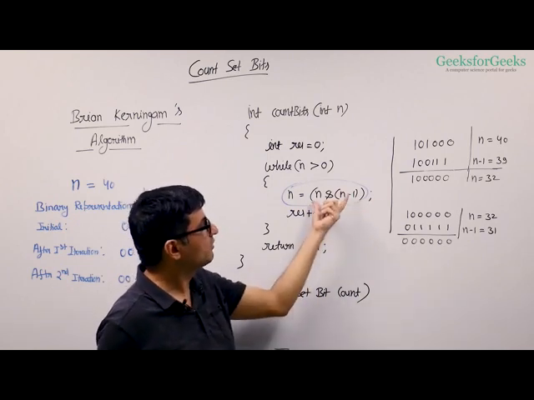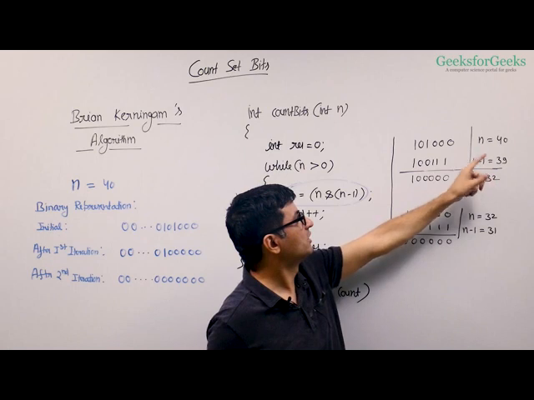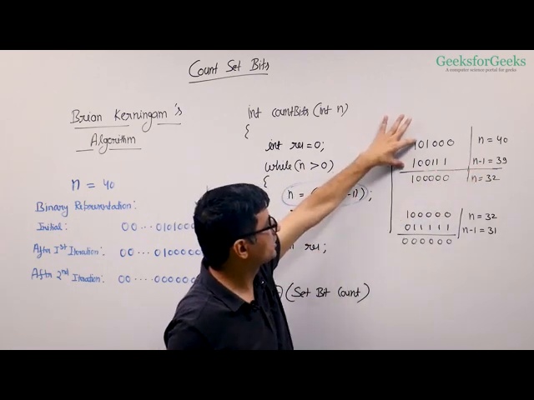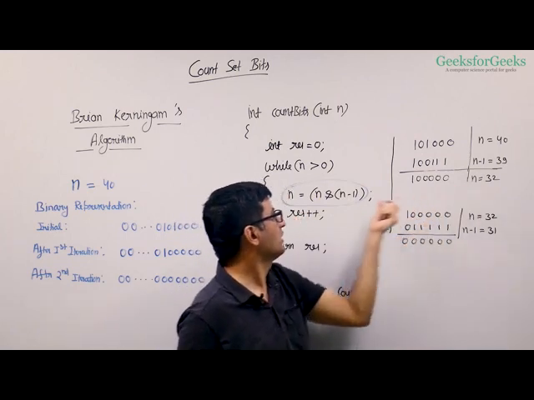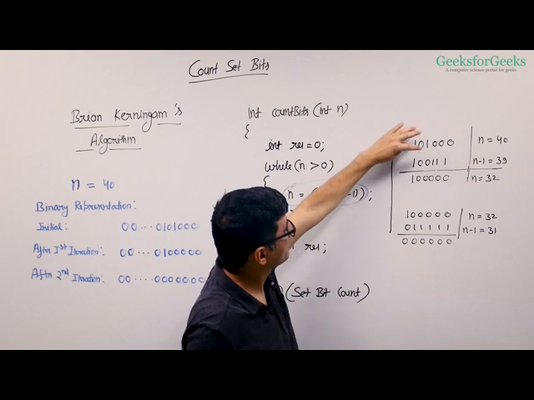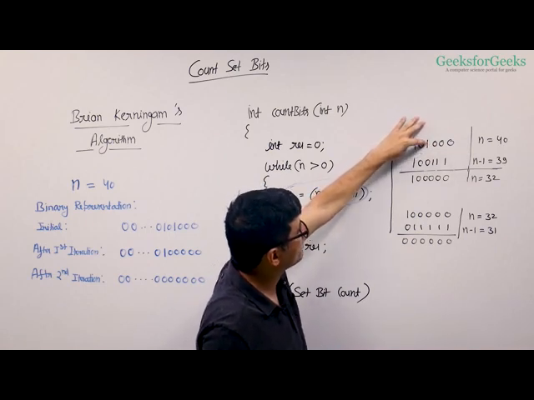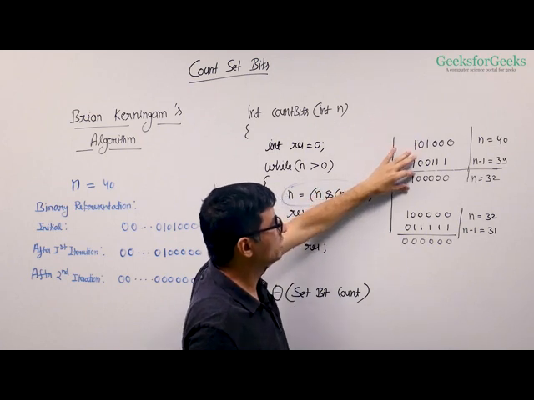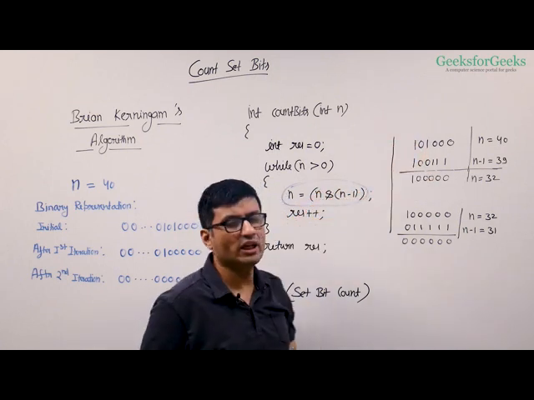In this operation, first we are computing n minus 1. So this is 39. And then we are doing AND of these two numbers. So we get 32 as the new value of n. And what happens in this operation? You get the last bit turned off. Initially your number was 40, now it becomes 32. Your last bit is turned off. And how does this happen?